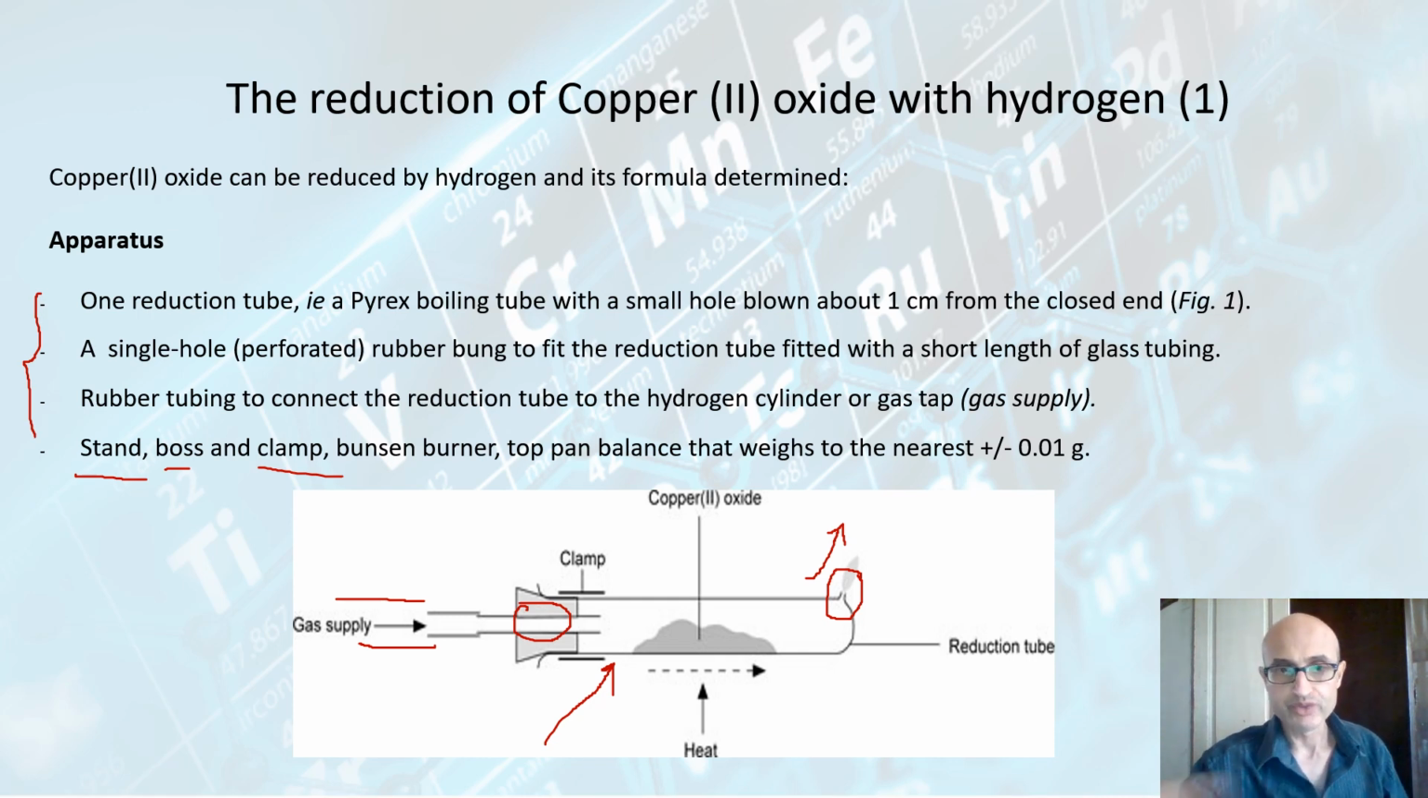Also, although it is not shown in this diagram, you will need a top pan balance that will measure masses to the nearest 0.01 of a gram, 1 over 100 of a gram. We need that level of accuracy in order to determine the empirical formula of copper 2 oxide accurately enough. Now let's go on to the next slide where we start describing the procedure itself.